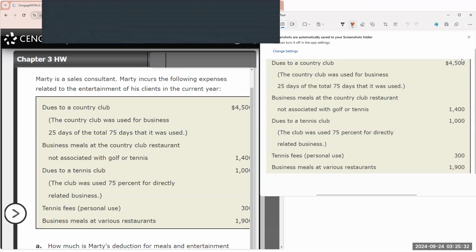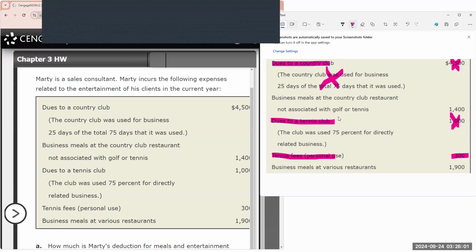So the 4,500 is mentioned. It's not considered deductible. The dues are not deductible. The same thing, the dues to the tennis club are not considered deductible. Next, we know for sure the tennis fees for personal use are not deductible. But what is still left?